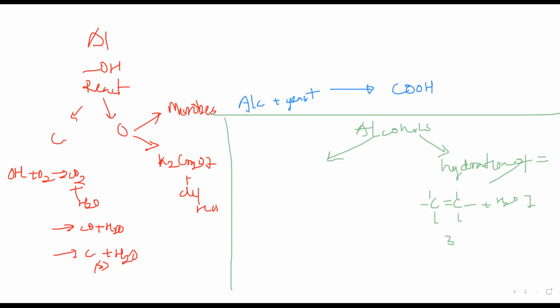The catalyst used in hydration was phosphoric acid. So that will produce alcohol. So this is one way of producing alcohol. Okay, so we will have an alcohol here. If this is ethene, it will be ethanol.